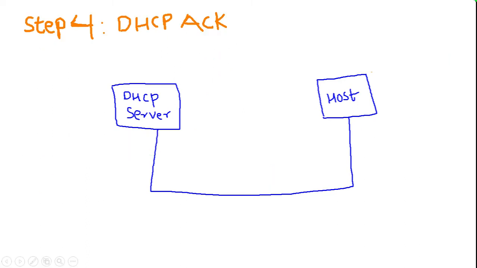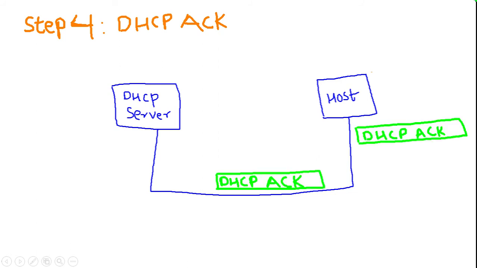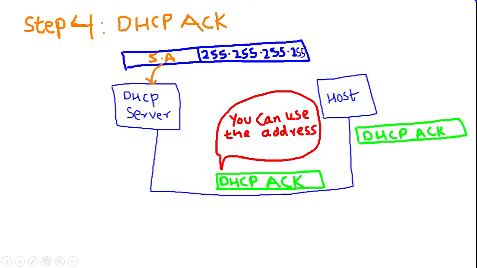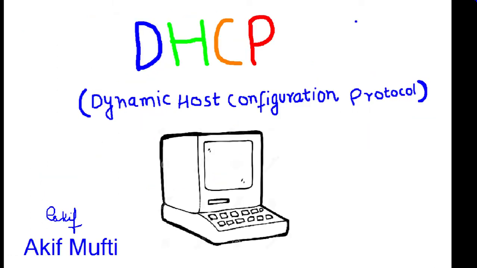So the request reaches the DHCP server. Now DHCP provides an acknowledgement in step 4. The message is sent to the host. It reaches the host, and the message means you can use the address that I offer. Again, the source address is the address of DHCP server, the destination address is the broadcast ID, the port, as we saw in the previous step, involved is port number 67, and on the host side the port involved is 68. So that was all.